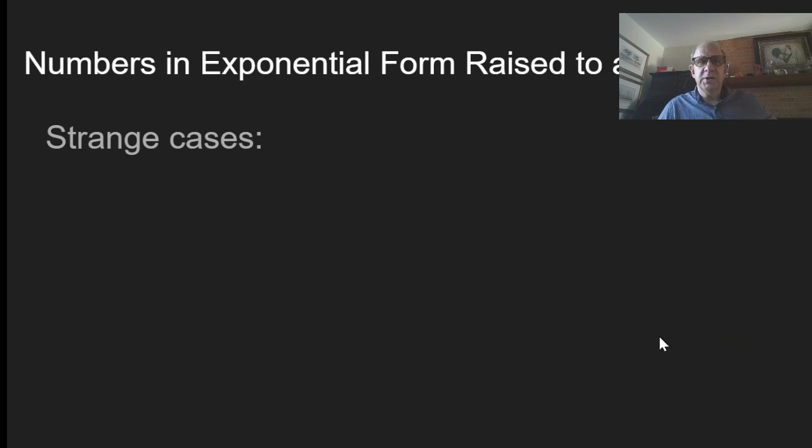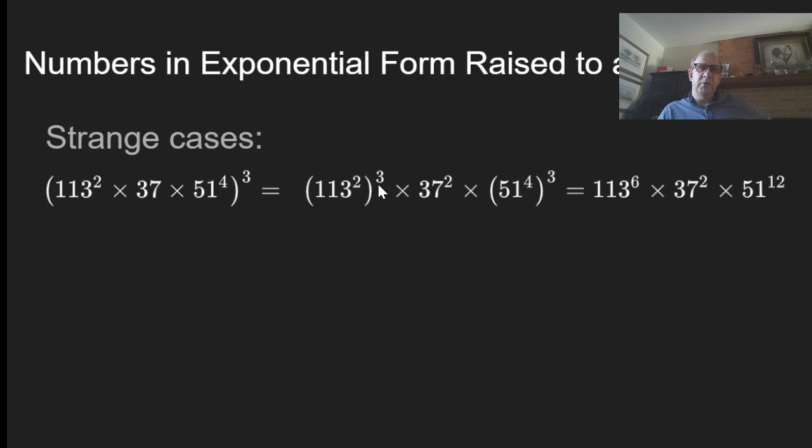All right, so let's look at some strange cases. What if I have three terms inside here? So it's 113 squared times 37 times 51 to the fourth, all of that raised to the third power. So that means I have three of the 113 squared, three of the 37s, and three of the 51 to the fourth.